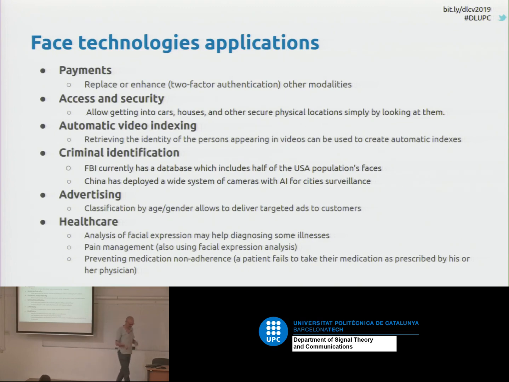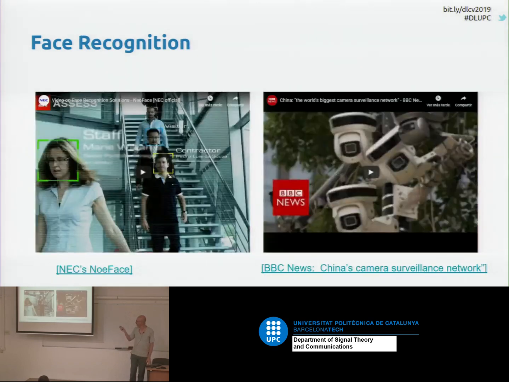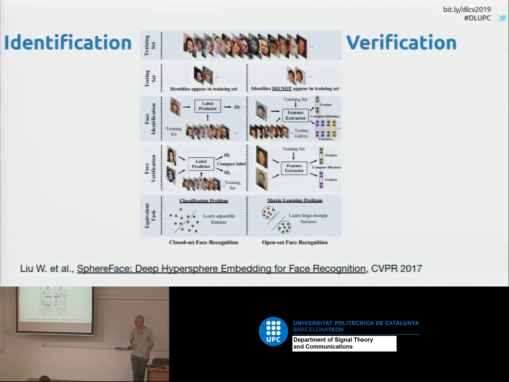So of course there are some applications that are very problematic from a privacy point of view, but there are others also that can be quite useful. So I leave you a couple of videos summarizing a little bit these applications. We have no time to look at the videos here, but you can take a look at home. I think they are quite interesting.